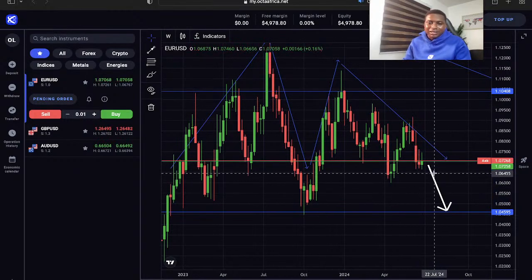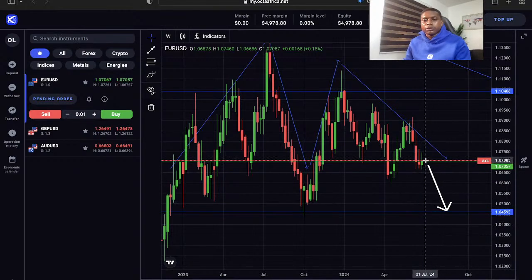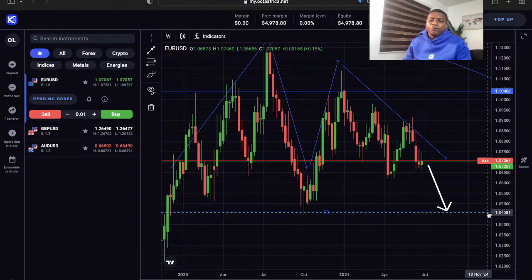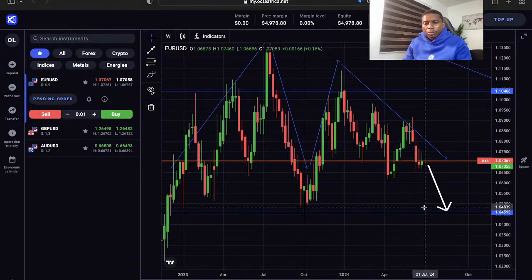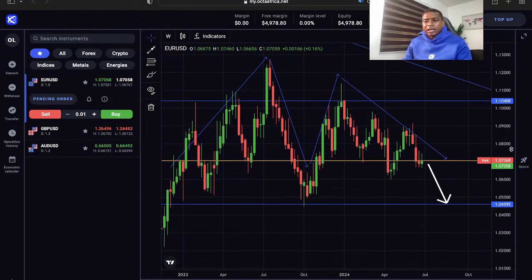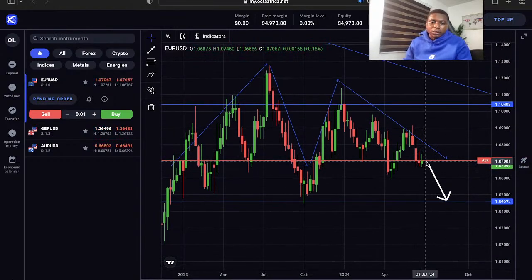Okay, that's the next target zone. So this level at 1.045 is the next support zone that we should look at. And this is where price currently is.